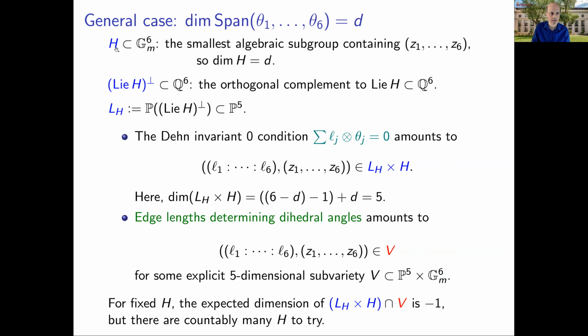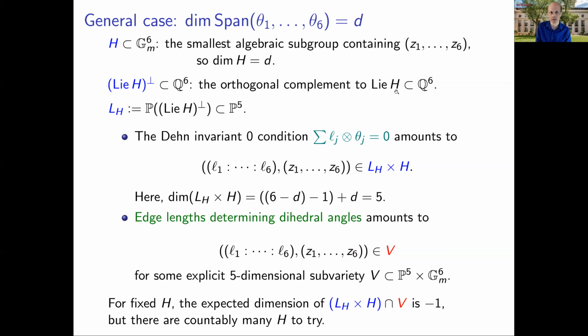Unlike all the algebraic subgroups, there's going to be some subgroup defined over Q. Maybe it's not connected, but it's like a torus, or a torus cross a finite group or something like that. Because of the assumption on the dimension of the span, the dimension of this torus is going to be D. It's the same D as here.